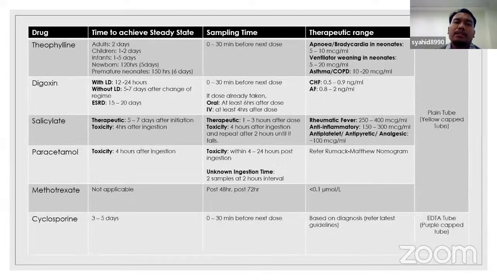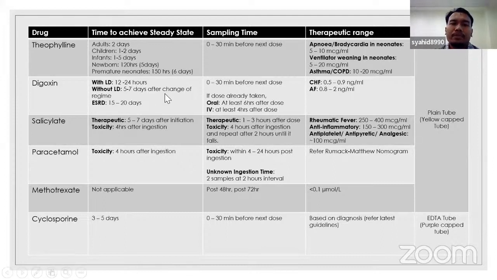Okay. For the next group is theophylline or aminophylline. Time to achieve steady state differs on the age of the patient. For adults, 2 days, children, infant, newborn, and premature neonates. So we have to classify them according to their age. Sampling time, we also take the pre-dose, and therapeutic range also differs based on the indication: the apnea, ventilator in units, or asthma or COPD.